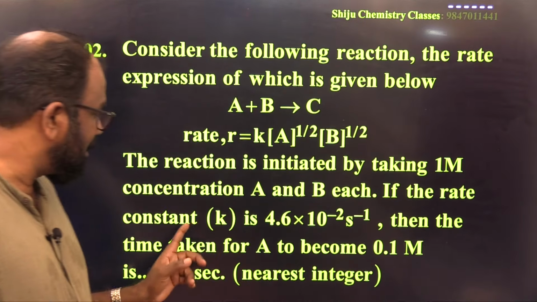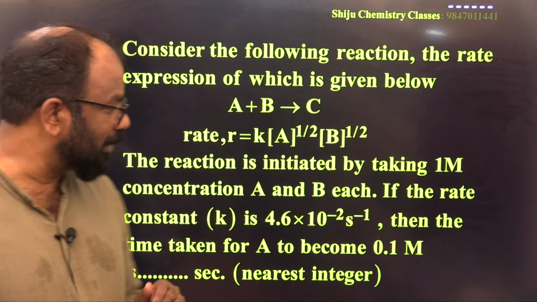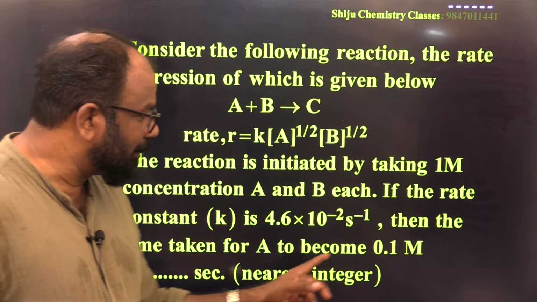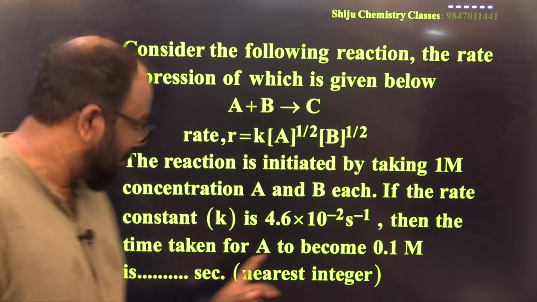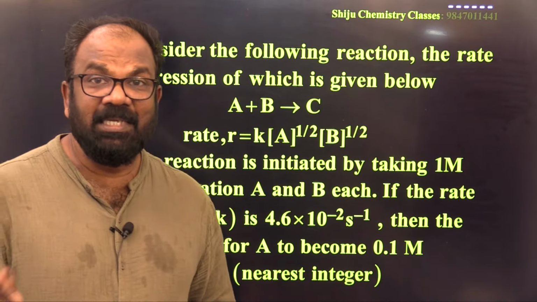If the rate constant K is 4.6 into 10 raised to minus 2 second raised to minus 1, then the time taken for A to become 0.1 molar is dash seconds (nearest integer).